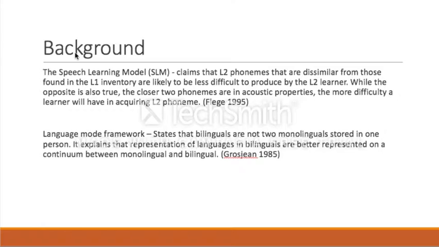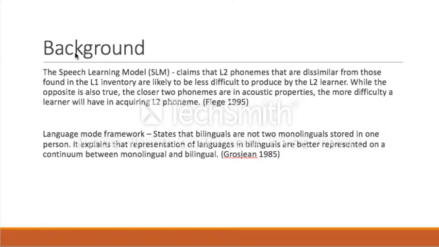So now that we have some of the basic terminology down, it's best to look at some of the theoretical frameworks that are commonly referenced in this type of research. The first is the speech learning model, also known as SLM. It was first proposed by Flege in 1995, and it claims that L2 phonemes that are dissimilar from those found in the L1 inventory are likely to be less difficult to produce by the L2 learner, while the opposite is also true. The closer two phonemes are in acoustic properties, the more difficulty a learner will have in acquiring the L2 phoneme.